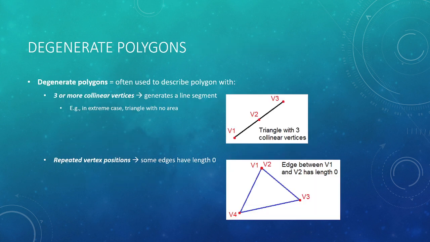Degenerate polygons is a term often used to describe a polygon with three or more collinear vertices. It generates a line segment. For example, in an extreme case, a triangle with no area. Here the triangle is defined by three vertices v1, v2, v3. But here v1 and v2 are taken at one position, and the edge between v1 and v2 has length 0. If there is no length between v1 and v2, in that way we can degenerate the particular polygon.